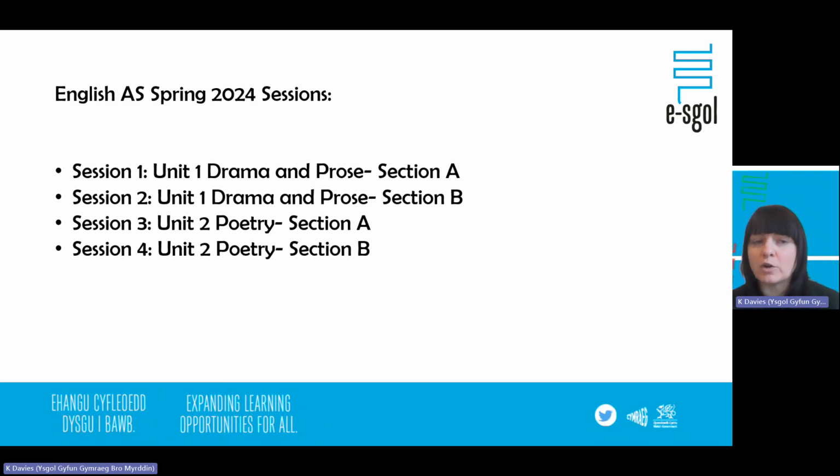As you can see here from the outline for the AS Spring 2024 session, we have four sessions for you. There's two for the Unit 1 Drama and Prose: one session that looks at Section A and the second session that looks at Section B. And then you've got the Unit 2 Poetry section, which will be taken by my colleague Lucy Hacker. So you've got the poetry of Section A and then the Section B with regards to your poetry as well. So there'll be four separate sessions for you to use, utilise and to use as a revision tool as well.